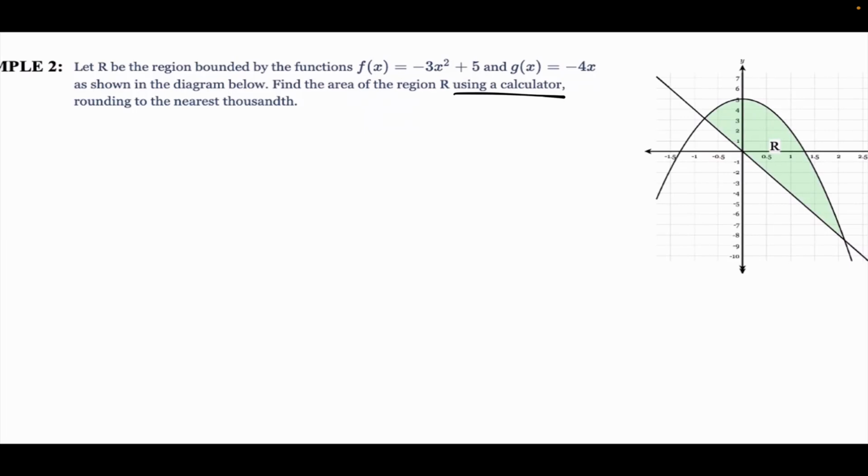Okay, we got 2 functions. We got f of x and we got g of x. We got to fill those out. Once I have that filled out, then I can just put it in my calculator, but I need it filled out. Okay.